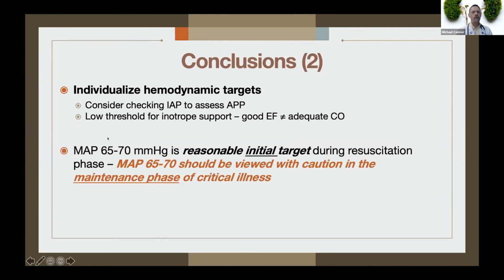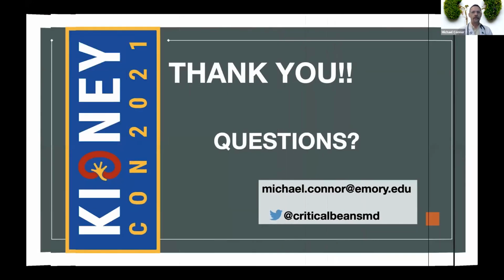And I do think that when you're in the emergency department or the very first few hours of taking care of somebody with sepsis, a pressure of 65 or 70 may be a reasonable initial target during resuscitation, but that we should view this pressure cautiously during the maintenance phase of critical illness. So when they're on day 1, 2, or 3 of pressors, we should view that cautiously. But more research is needed, and hopefully we can collaborate together.